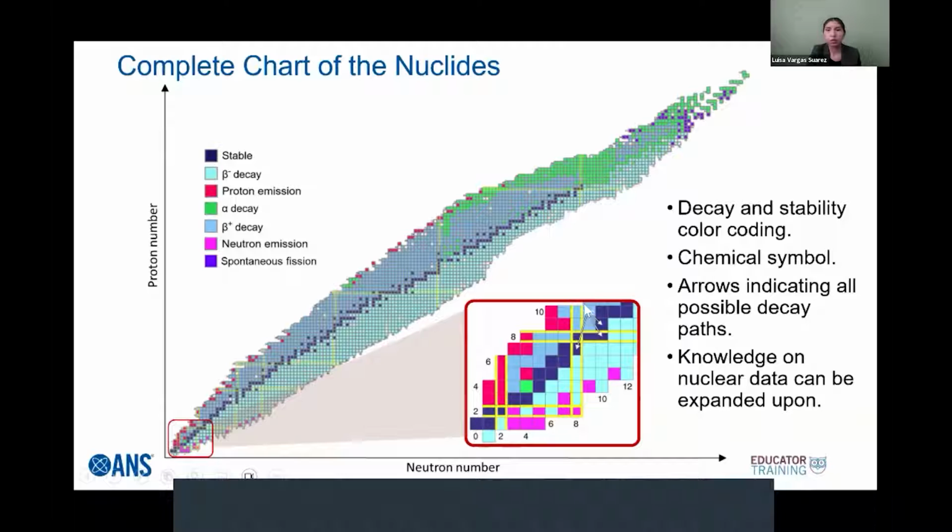It also has the chemical symbol of the nuclide you are currently on, and also the decay arrows that indicate all the possible decay paths of where your nuclide can move on the chart of the nuclides. And previously we have only shown the most likely decay path, but now we are showing all possible decay paths. So once these nuclear science concepts are better understood, we can expand upon this knowledge to understand maybe how reactions happen in used nuclear fuel. How do those isotopes decay and become more stable as they move inside towards the belt of stability?